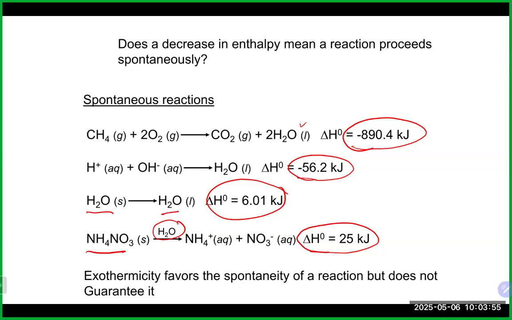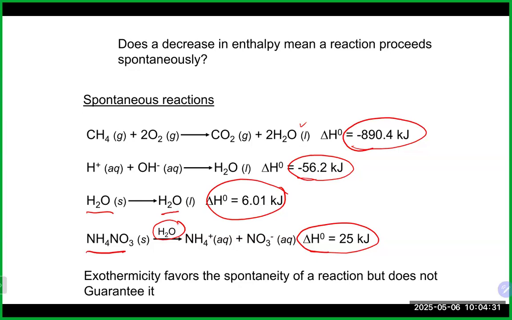So what this shows us is that delta H, or the change in enthalpy, is not really the ultimate factor in determining whether or not a reaction is spontaneous, as we have some that are negative and exothermic. We also have some positive endothermic reactions that are spontaneous. You could have a spontaneous reaction, as you can see up here, that is exothermic or endothermic. You could also have non-spontaneous reactions that are exothermic and endothermic as well. But exothermicity does favor spontaneity.